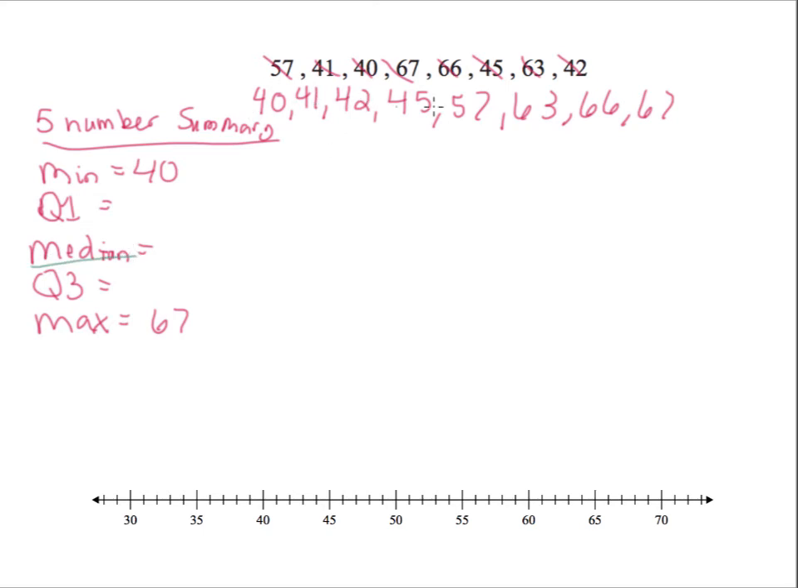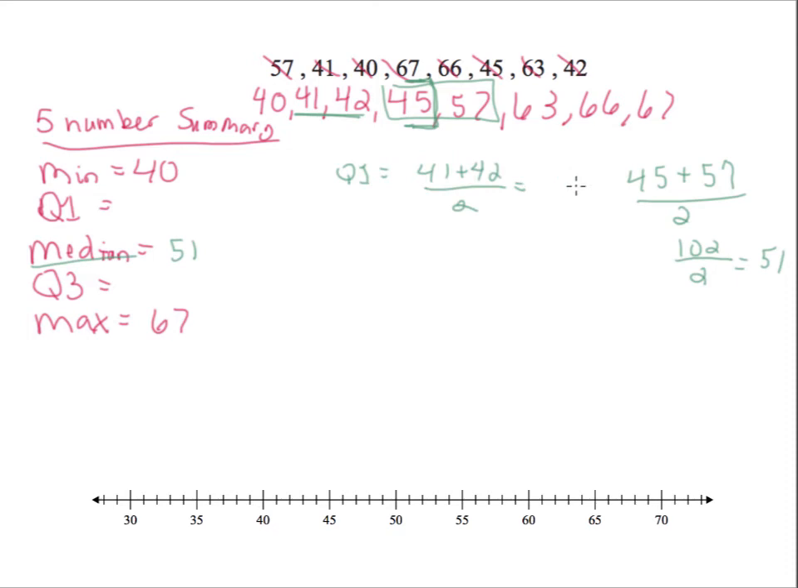So then I'm going to find my median, and that's the number in the middle. Again, I have 8 data values, so I have 2 numbers in the middle, so I need to add them together and divide by 2. So 51 is my median. Then I take all data values below that 51, which will be these 4 data values, and find their median. So quartile 1 is 41 plus 42 divided by 2, which will be 41.5. Quartile 3 takes all data points above the 51 median. And again, I have 2 data points in the middle, so I add them together and divide by 2, and I get 64.5.